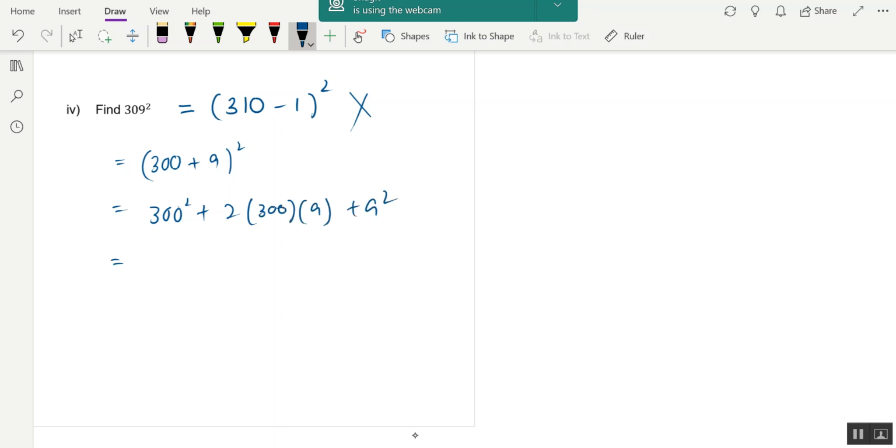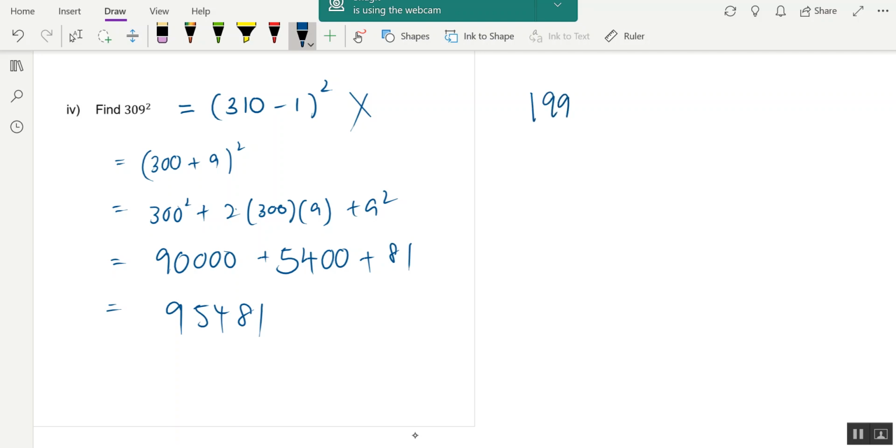And that will give me 90,000 plus 2 times 3, 6, 6 times 9, 54, 00, plus 81. Then the answer will just be 95,481. Okay, but if let's say the question is like 199 squared, then we will use 200 minus 1 squared. But at first we can try to write this down as 310 minus 1 squared, then you realize that 310 squared is very hard to find. So don't use that, use 300 plus 9, it's perfectly okay.